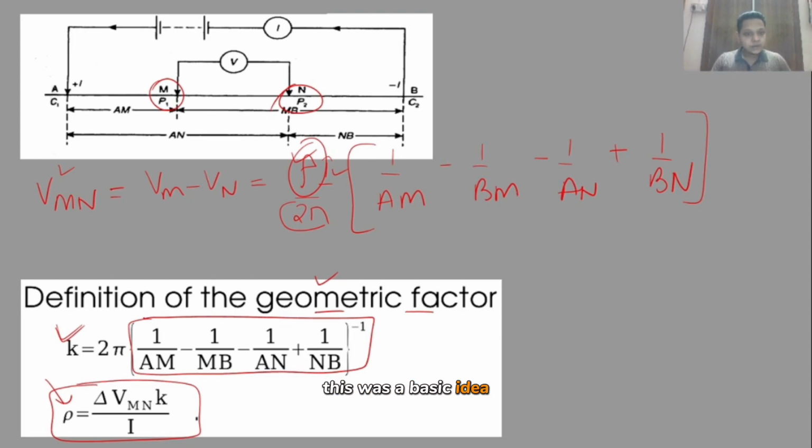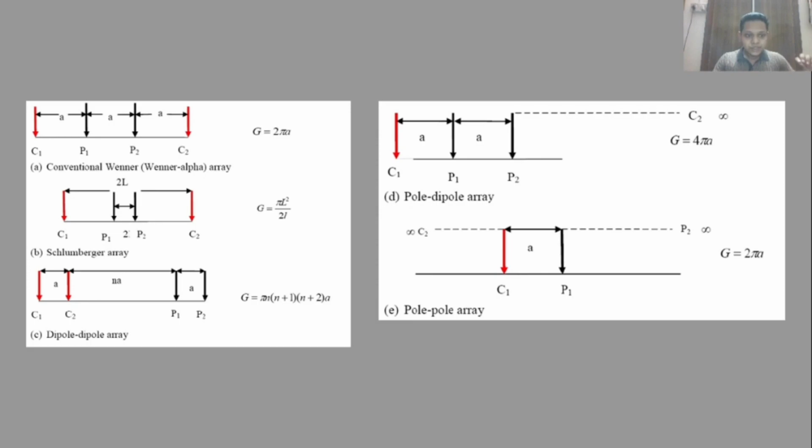Now this was a basic idea which you can use while doing this electrical resistivity survey. Based on this technique, you can have multiple types of arrays or configurations. The most commonly used arrays in industry are the Wenner and Schlumberger arrays, in particular the Wenner, in which the electrode spacing between the current electrodes and the potential electrodes is all the same, as you can see.